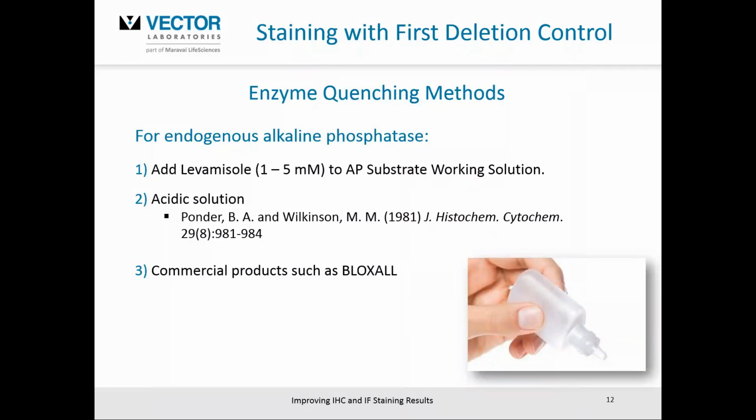Now, just note two things. One, levamisole is a reversible inhibitor of alkaline phosphatase, and as a result, it is put in at a different part of the workflow than when you would quench for endogenous peroxidase activity. So it's actually put in at the end with the enzyme substrate working solution. I know it sounds a little counterintuitive, but that's the way that particular chemical does work. There are other applications. I've highlighted a publication here using acidic solution, and then certainly commercial products may also be utilized for this.